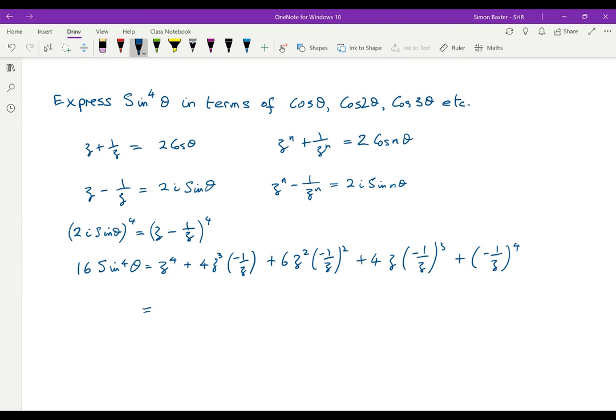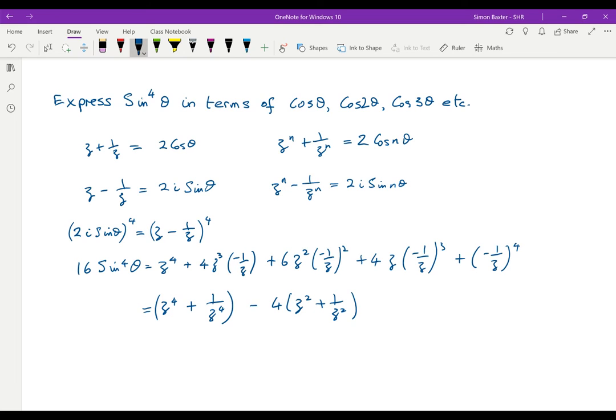Well, we know what we're looking for. We're trying to pair things up. Z to the 4 plus 1 over z to the 4. Z to the 4 plus 1 over z to the 4. And now I'm going to have 4. I've got 4 z cubed minus 1 over z. That's minus 4z squared. And here I've got minus 4 over z squared. So that's minus 4z squared minus 4 over z squared.